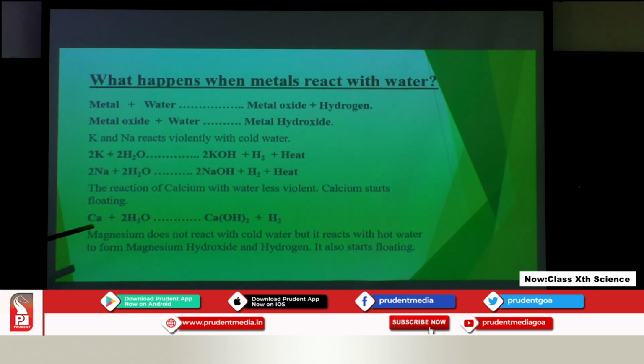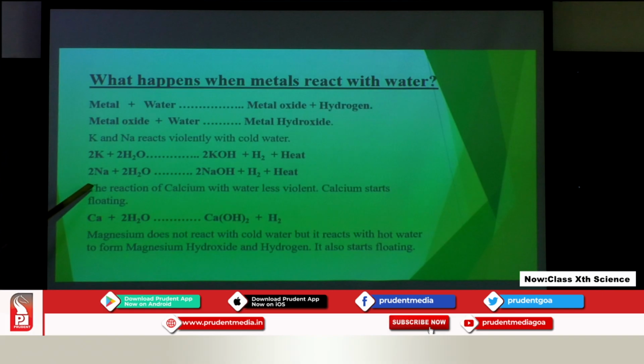So, let us see the reaction of potassium with water. So, when potassium, that is K, is added to water, we get potassium hydroxide, which is an alkali, or we can say it is a base. And in this process hydrogen gas is liberated and heat is evolved. Since heat is evolved, we call this type of reaction an exothermic reaction. We have dealt with exothermic reactions in the first chapter.